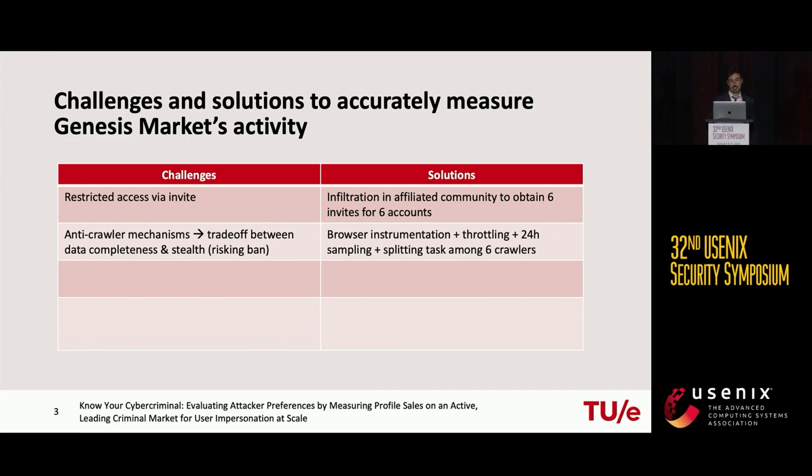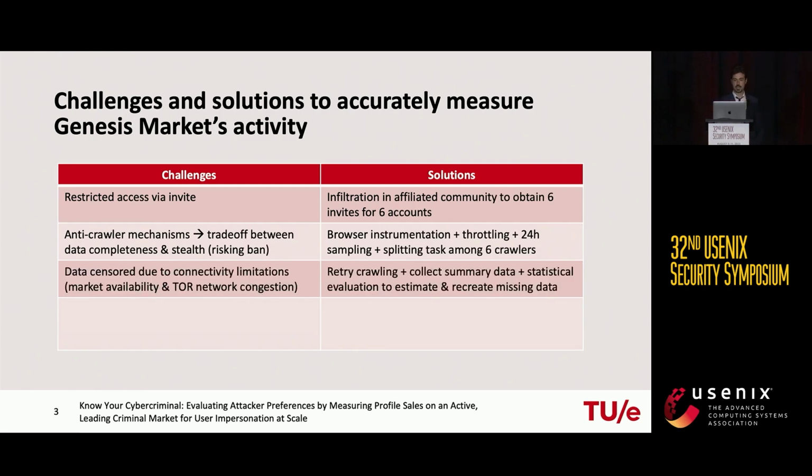And of course, we discovered also that there were some anti-crawler mechanisms. So we had to figure out a trade-off between data completeness and stealth, because we don't want to be banned and reiterate the infiltration process once more. We solved that by using browser instrumentation, so looking like a legitimate user, throttling traffic, sampling every 24 hours, and by splitting the tasks among the 6 crawlers we had. More in the next slide.